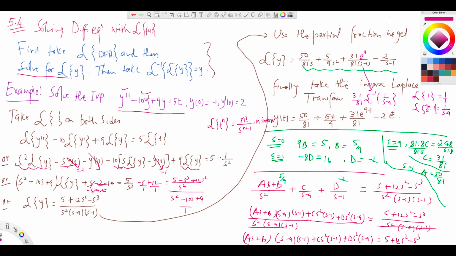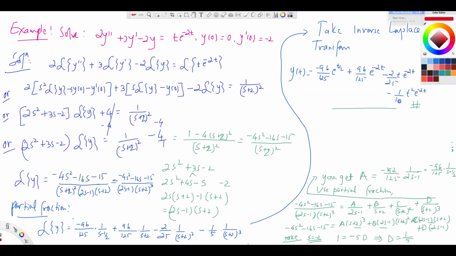The inverse Laplace transform will be e to the 9t. You see that here, right? Similarly, you can do negative 2, pull out 1 over s minus 1. The inverse Laplace transform of that will be e to the positive t, right? So that's why you get negative 2 times e to the positive t.